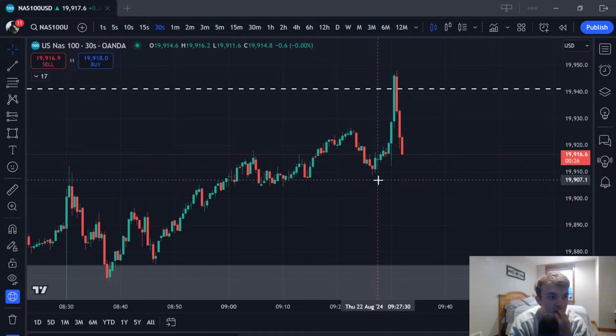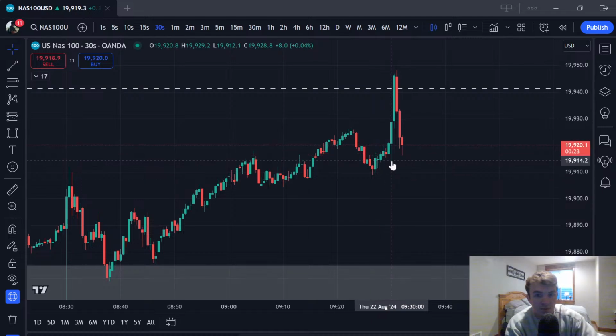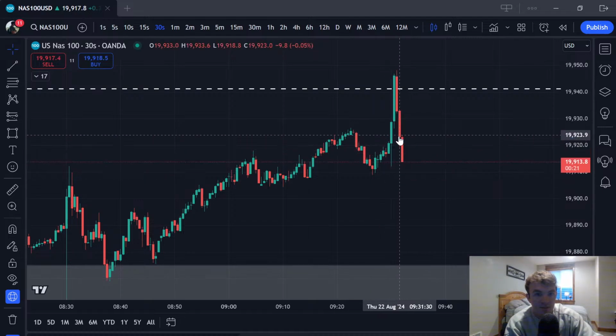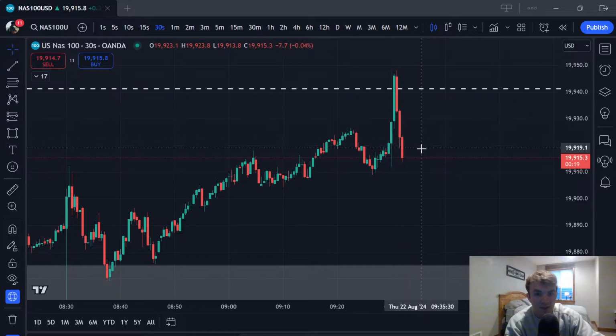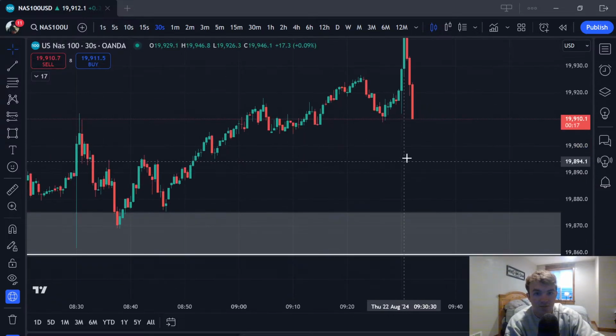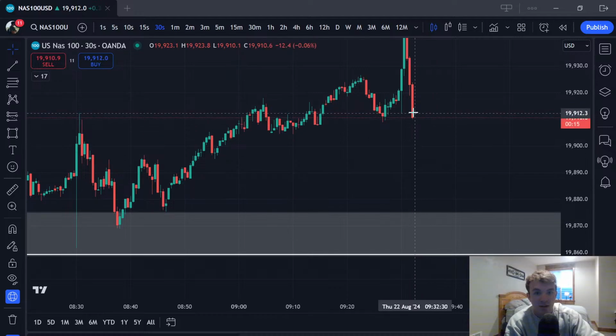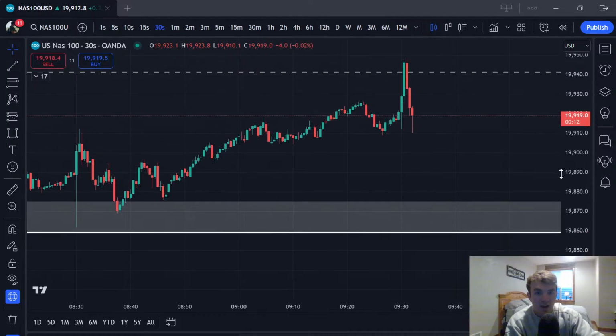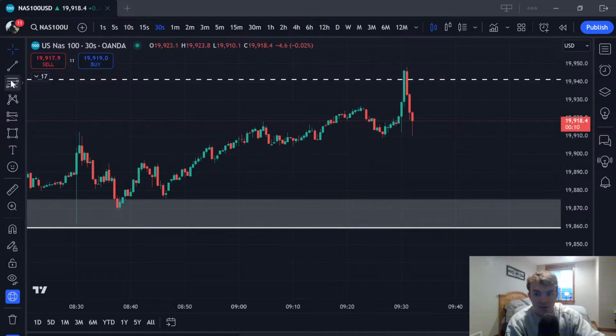But also this wick, it was kind of not so confident. But you can see now if we close below, we should just run down, start to take out liquidity. Start to take out all of these lows.